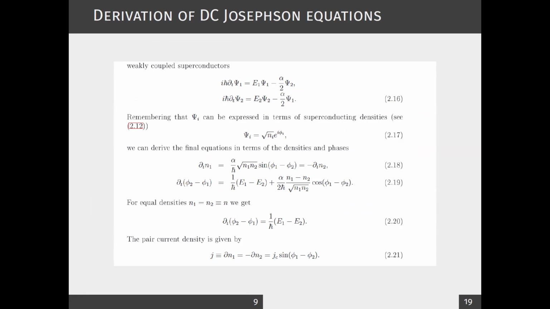So the current flow is proportional to the phase difference. This is equation 2.21. And then the second equation is that applying a small voltage across the Josephson junction would generate phase difference oscillations. So this is, in a sense, a voltage control signal generator.